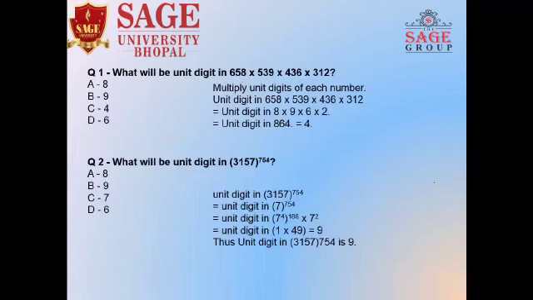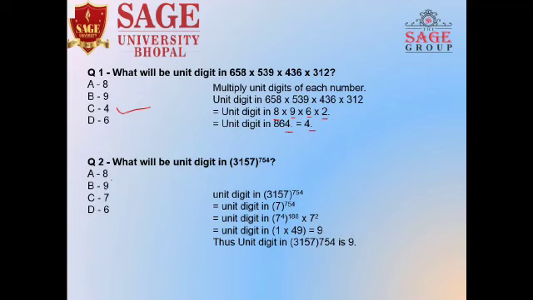So let's start. Here is question number 1. What will be the unit digit in the product of 658 into 539 into 436 into 312? So we choose the unit digit of each numeral: 8 from 658, 9 from 539, 6 from 436, 2 from 312. So here the product is 864 and the unit digit of the product is 4. So 4 is the right answer.